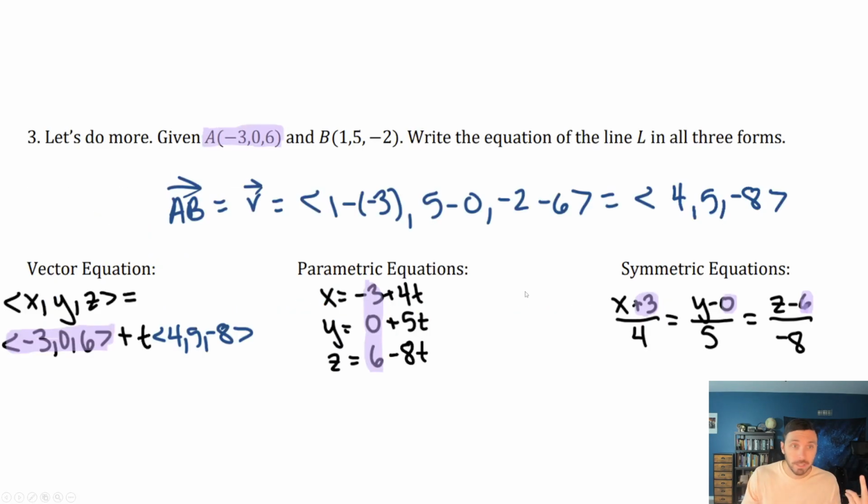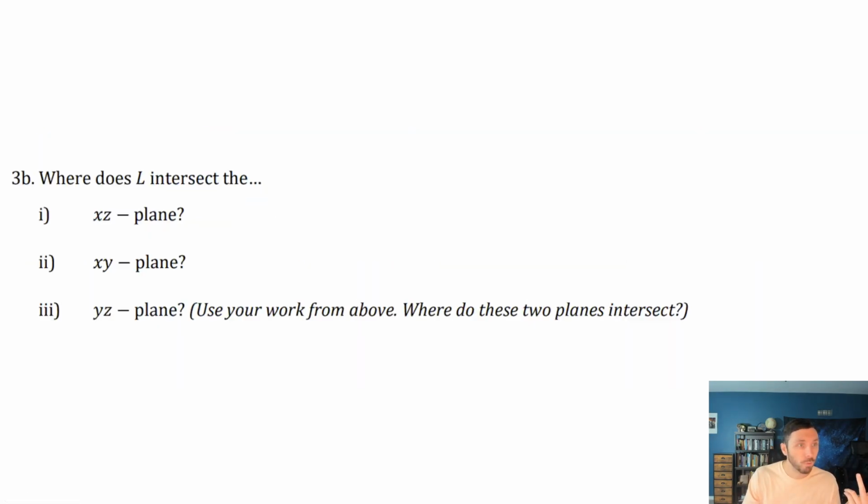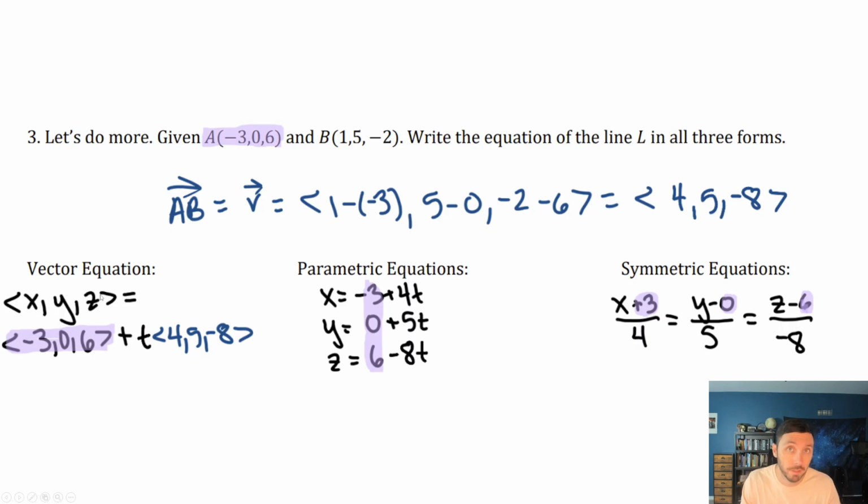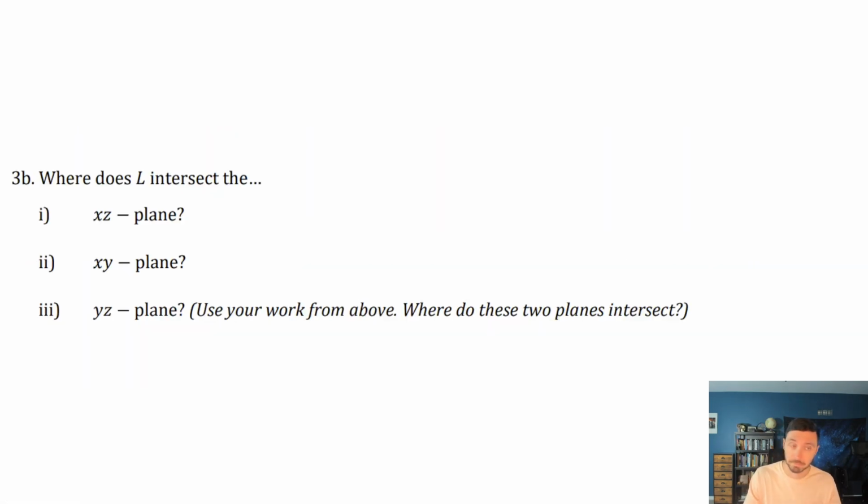All right, so looking at the same line up here, where does L intersect the xz plane, xy plane, and then yz plane? Let's think about this. On the xz plane, what is y equal to? Same question for the other two. What is z equal to and what is x equal to? How can you utilize that with these equations? That's my hint. 3, 2, 1.